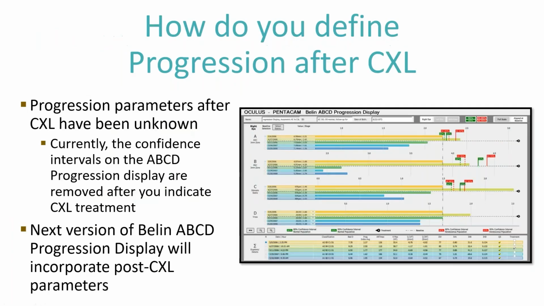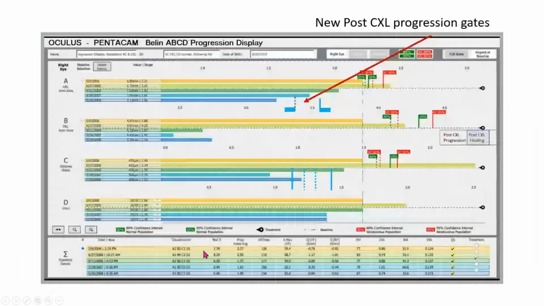So we were given the question, that's fine, but what happens after cross-linking? How do you define progression after cross-linking? Because our noise measurements were all done prior to cross-linking. And the current version of the progression display does incorporate post-cross-linking parameters. And they show up as blue gates here. Same thing, 80% confidence interval, 90%, 95% confidence interval.